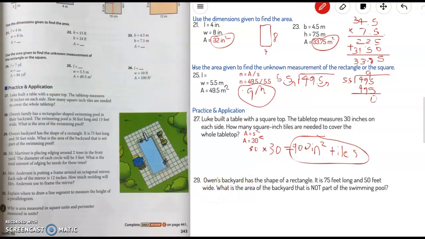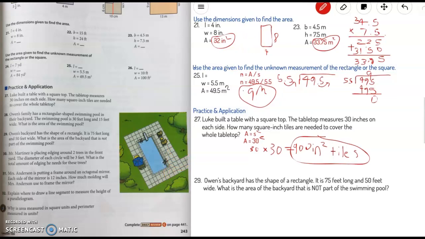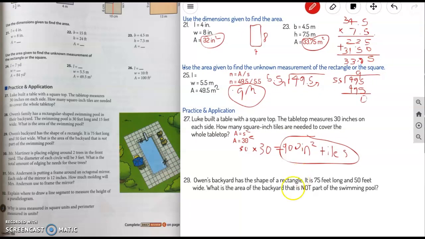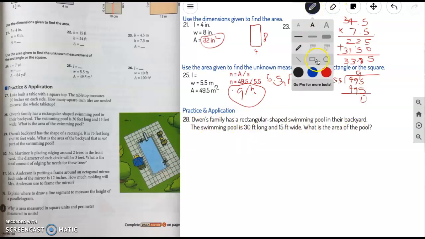29. Owen's backyard has the shape of a rectangle, so this thing. It is 75 feet long and 50 feet wide. Okay. What is the area of the backyard that is not part of the swimming pool? You know what? We actually have to solve number 28 in order to solve 29, so let's do both. Owen's family has a rectangular shaped swimming pool in their backyard. The swimming pool is 30 feet long and 15 feet wide. What is the area of the swimming pool?